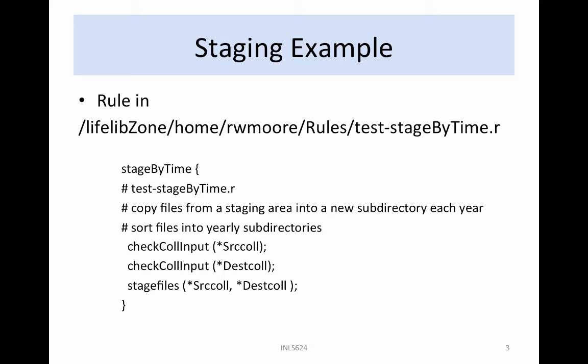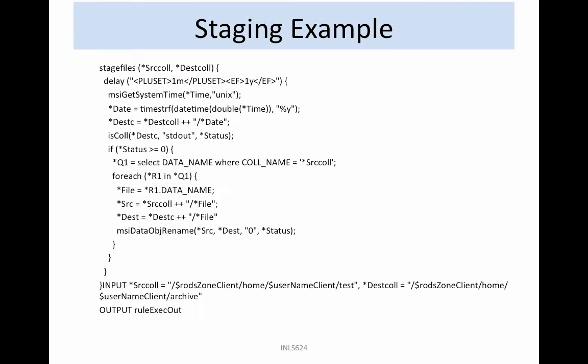The rule uses two input parameters, *srcColl for the source collection and *destColl for the destination collection. Both collection names are checked to verify they exist using the policy function checkCollInput. A rule function to perform the staging is then called. The staging function stageFiles invokes a periodic rule to stage the files immediately and then stage the files every year.